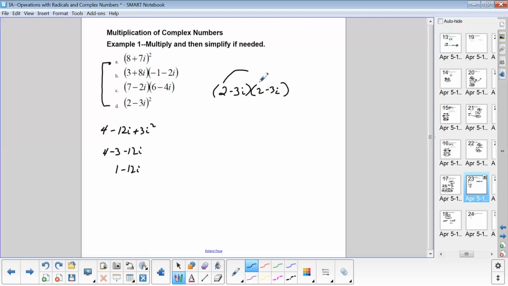But if you go ahead and multiply these out, you're going to get 4. You get -6i, -6i, and a positive 9i squared.